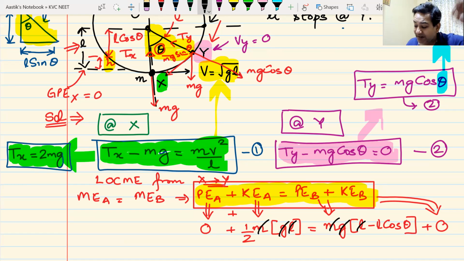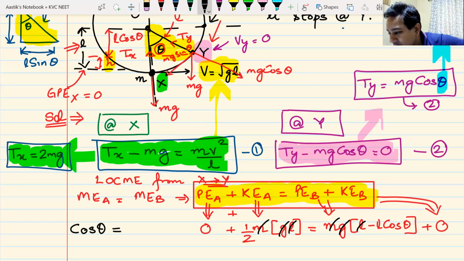And find the value of T. Can anyone tell me what is the value of cos theta from this entire exercise? Can anyone tell me what is the value of cos theta coming? Waiting for you guys. Get me the answer. What is the value of cos theta coming as? Anyone, give me the answer.